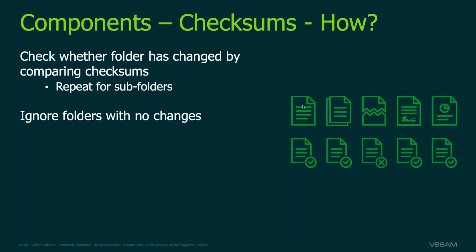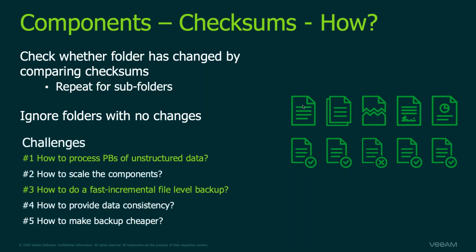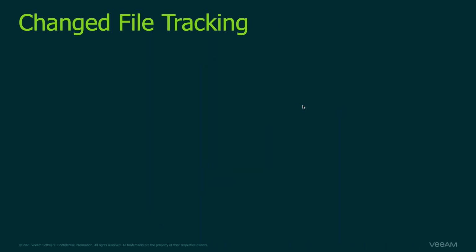So ultimately, it stores those folder attributes. It's comparing the checksums of that. There's a vcache file that lives within that. And this really enables us to tick off two of those challenges that we touched on. It allows us to process petabytes of unstructured data and also allows us to get to that fast incremental file level backup and ignore the files that haven't changed. So let's go into a little bit more detail around change file tracking.